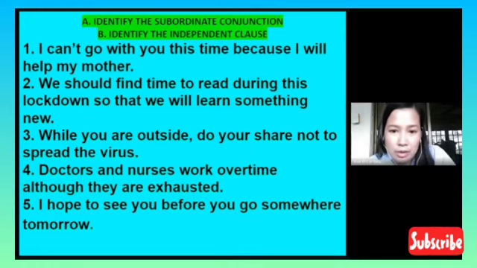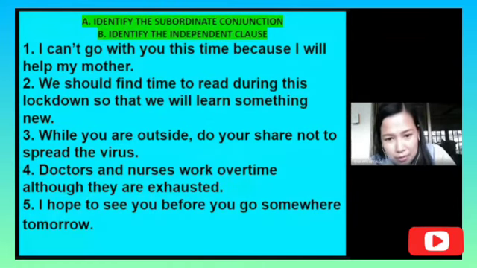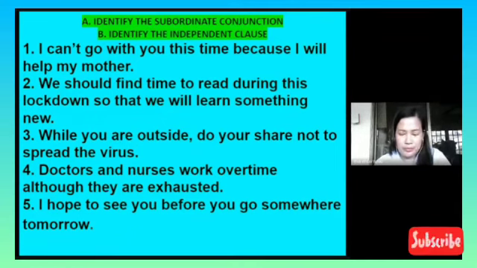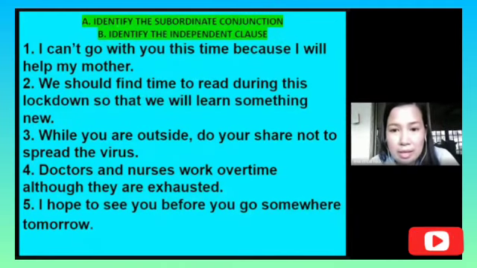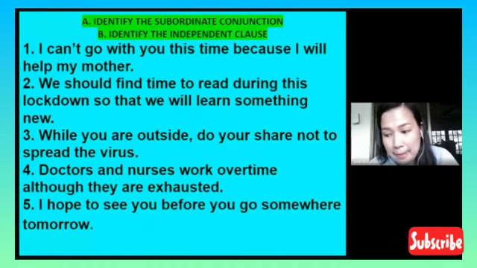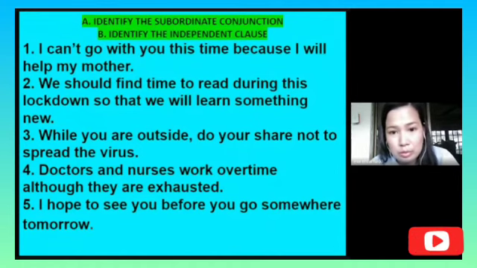Number 3, while you are outside, do your share not to spread the virus. Number 4, doctors and nurses work overtime, although they are exhausted. Number 5, I hope to see you before you go somewhere tomorrow. Okay? The subordinate conjunction in number 1 is the word because. Di ba? Alam nyo na dapat yan. Lagi natin ginagamit sa mga examples.